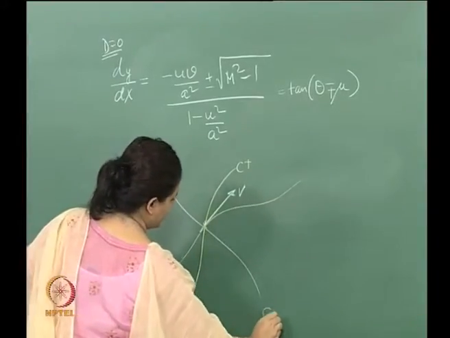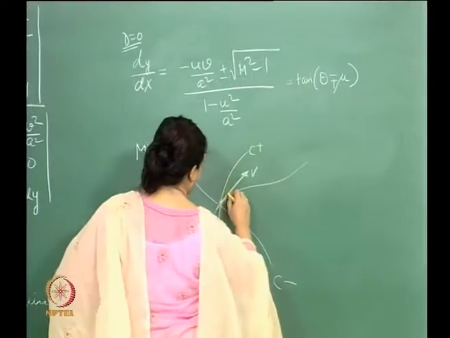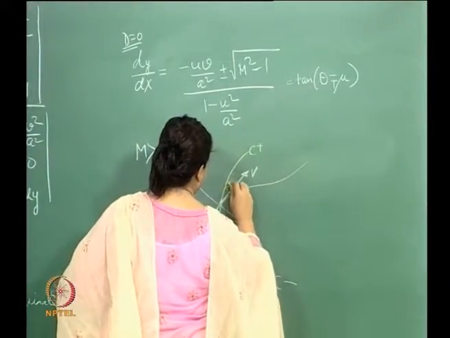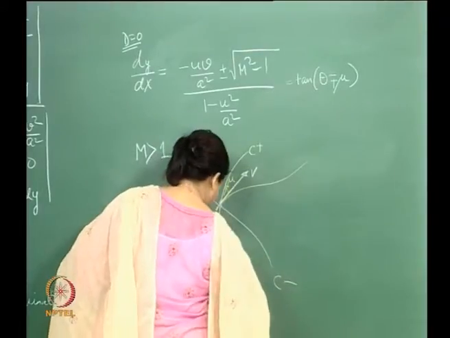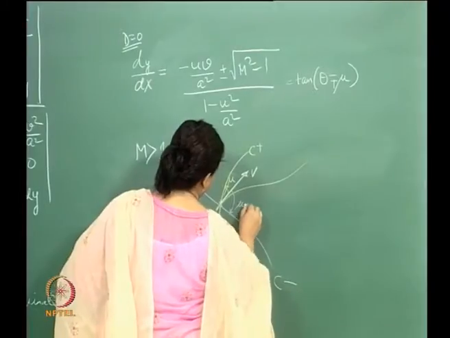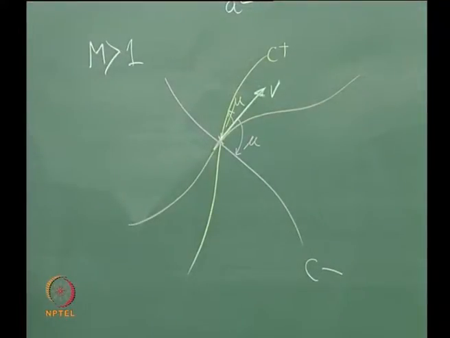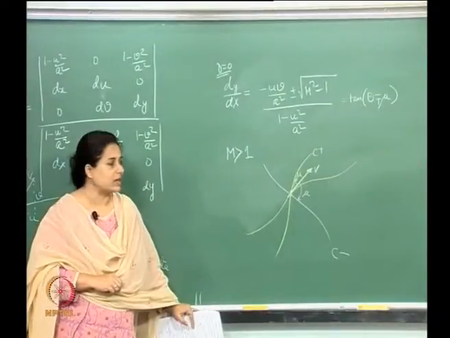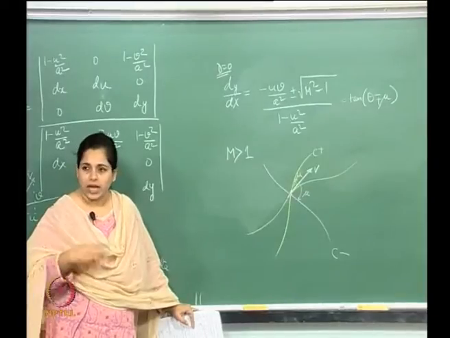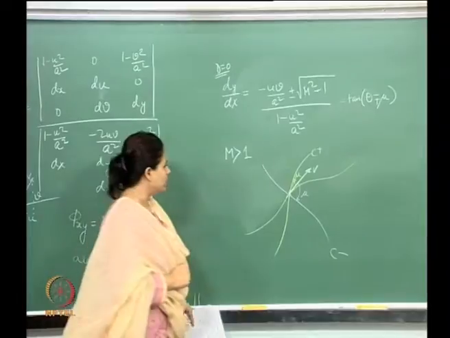So, this is C minus, and this is making an angle, say mu, and this is making an angle mu. Note the directions by the arrows, right. So, these are basically C plus and C minus. Now, the question to ask here is, are these straight lines? Can these characteristics be straight lines?